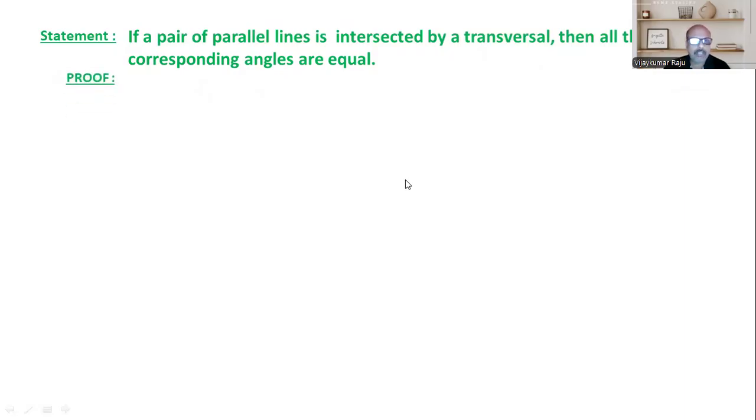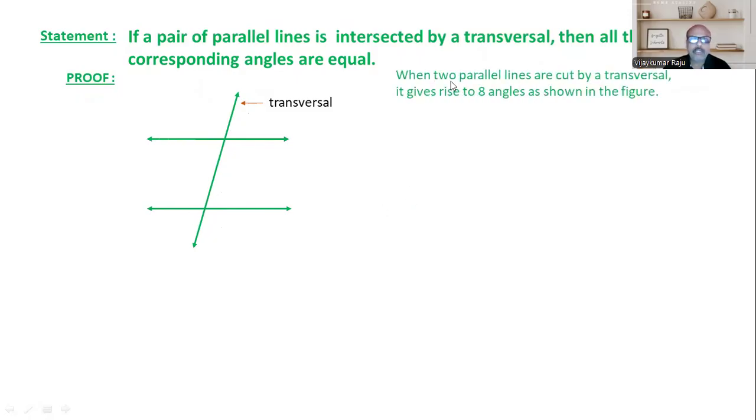Now see here, we draw the figure first. These are the two parallel lines. We cut a transversal. This is your transversal. Once the parallel lines are cut by a transversal, it gives rise to 8 angles. 1, 2, 3, 4, 5, 6, 7, 8. So, when two parallel lines are cut by a transversal, it gives rise to 8 angles as shown in the figure. I'm numbering these angles 1, 2, 3, 4, 5, 6, 7, 8. These are the 8 angles.